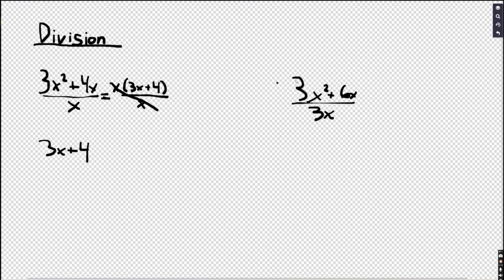So let's work over here, okay? 3x squared plus 6x divided by 3x. I like to factor out, so we have to factor out 3x, basically. So we're left with x plus 2, divided by 3x. Boom. So 3x squared plus 6x divided by 3x is x plus 2.